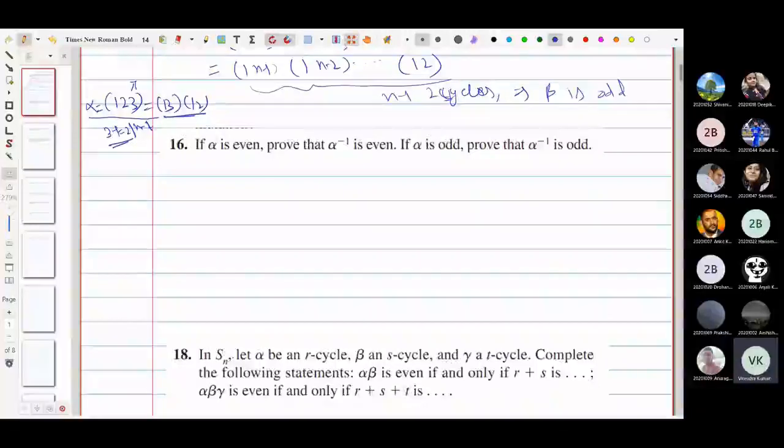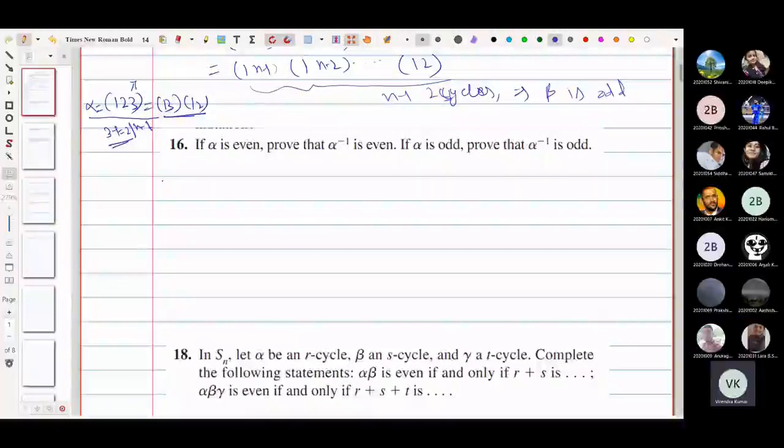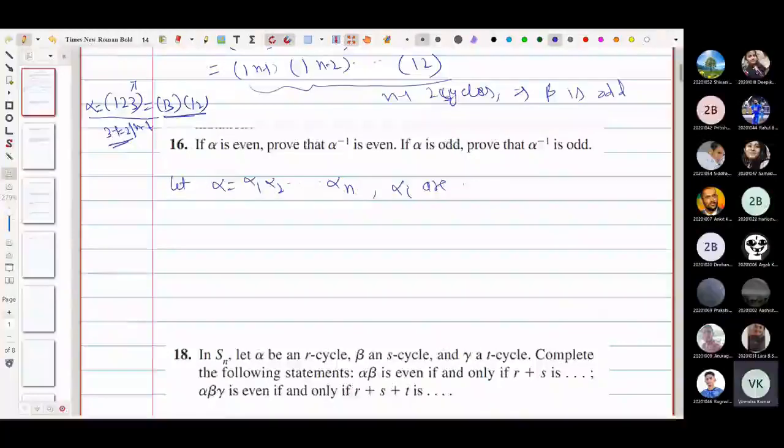In question number 16, if alpha is even, what about alpha inverse? And if alpha is odd, then what about alpha inverse? So they want to know, if the nature of alpha is known, what we can say about alpha inverse. Let alpha equal alpha 1, alpha 2, up to alpha n, where each alpha i is a 2-cycle.